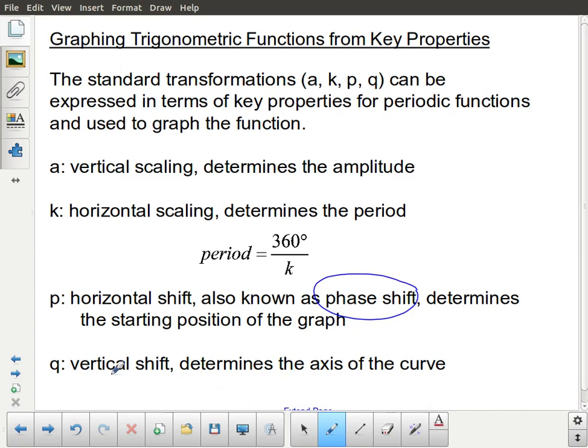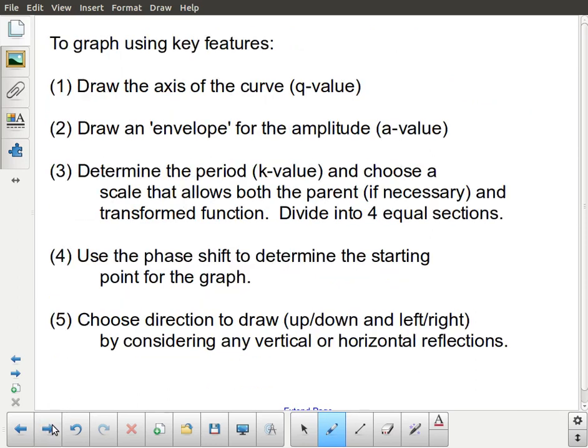And then finally, the vertical shift, the axis of the curve, which is running down the center line of your sinusoidal graph, can be shifted vertically, either up or down. This is critical. And this is actually where we start. We start with that axis of the curve. That's our first step. So we're going to start with a line to describe the new axis of the curve. We are then going to draw what I describe as an envelope for the amplitude.